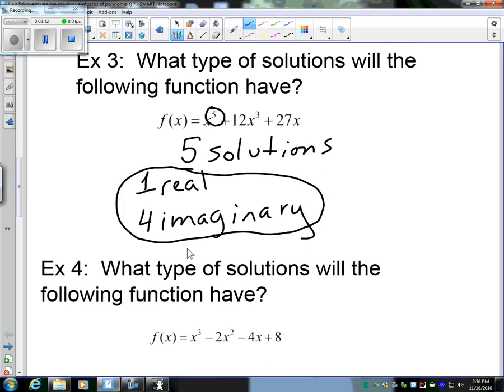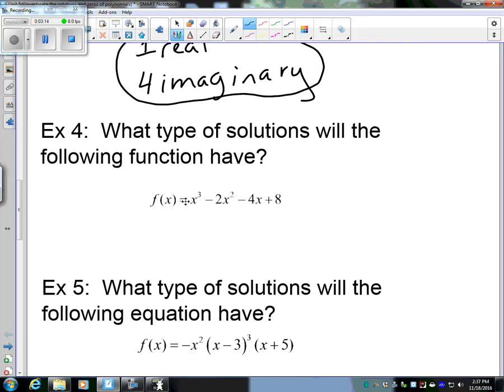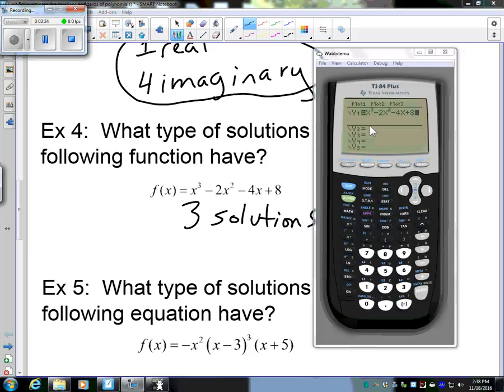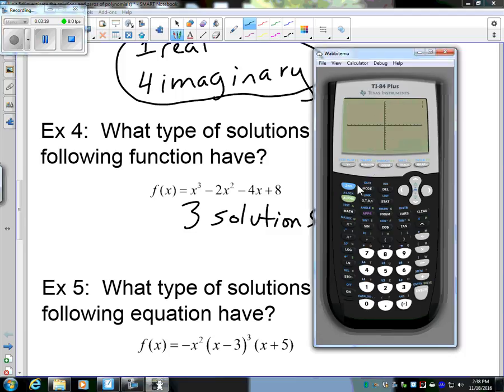What type of solutions will the following function have? So you should be telling yourself, looking at x to the third minus 2x squared minus 4x plus 8, that there are 3 solutions. And the way we are going to find these solutions is going to the calculator. After I put the equation in the calculator, I'd go to zoom 6 just to reset my window. I see that it crosses the x-axis once here, and then when it comes down, at around 2, 3, somewhere in there, it comes down, hits the x-axis, and goes back up.